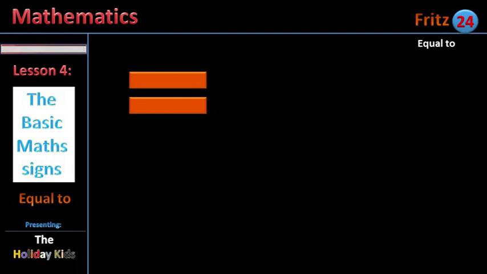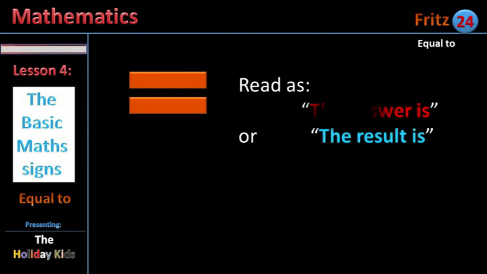Hello kids, we have already been using the equal to sign. The equal to sign is made up of 2 short horizontal lines. Equal to just means the answer is. Whenever you see equal to, it means the answer is or the result is. So when you do addition, subtraction, multiplication or division, you need the equal to sign to put before your answer.